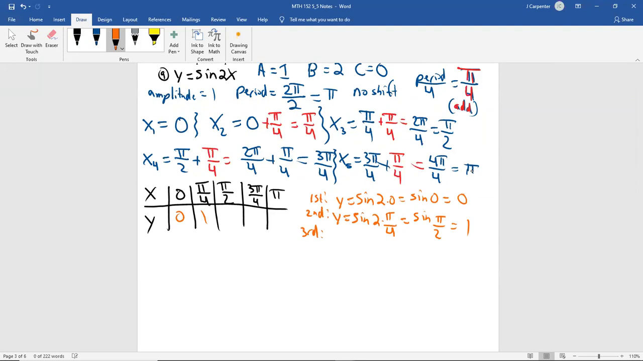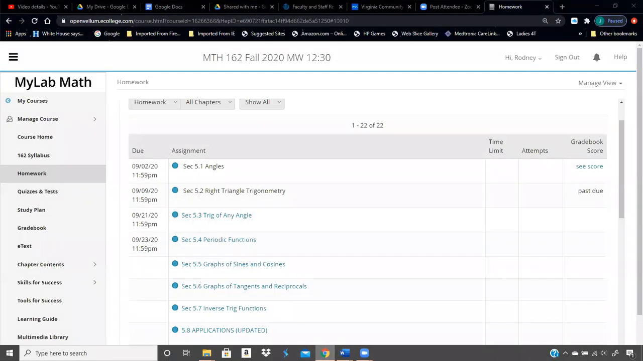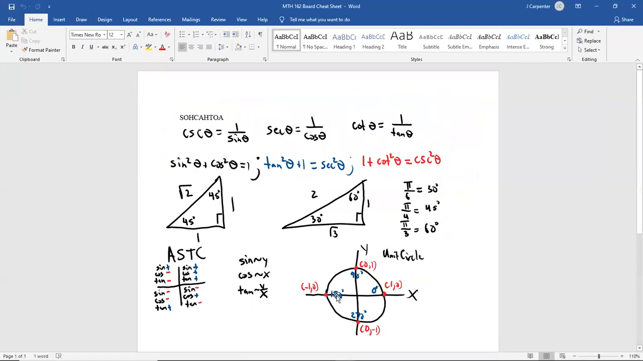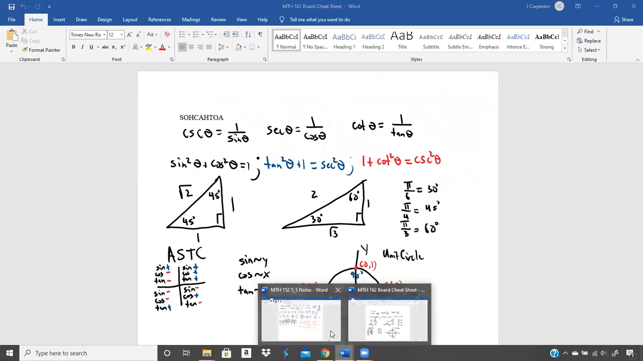For the third point, we're going y equals, let me put that third, erase, you silly goose. Third, there we go, y equals sine of 2 times pi over 2. The 2's will cancel, and you just get the sine of pi, which is 180 degrees. Sine of 180 degrees. 180 degrees is right here, y coordinate 0, so the sine is 0.